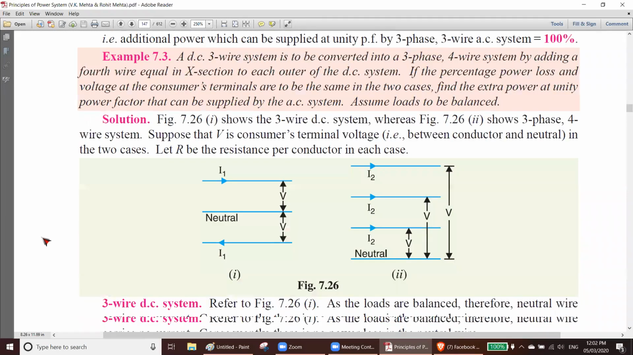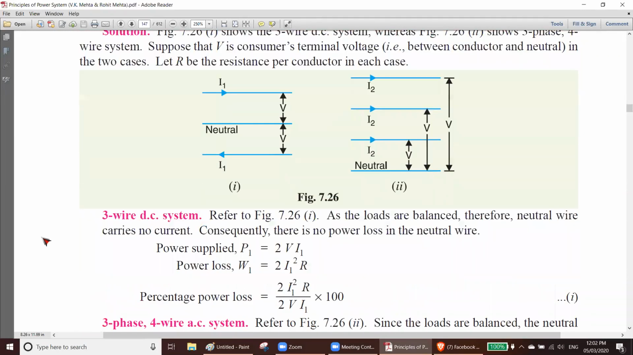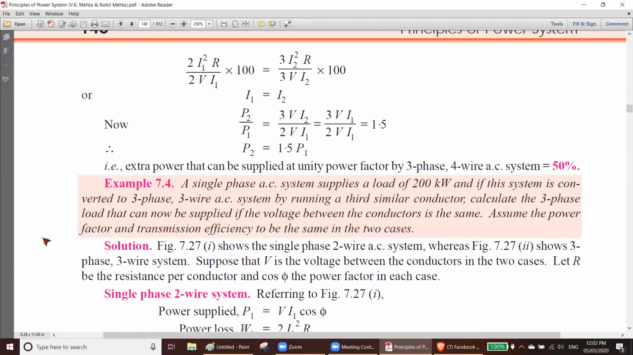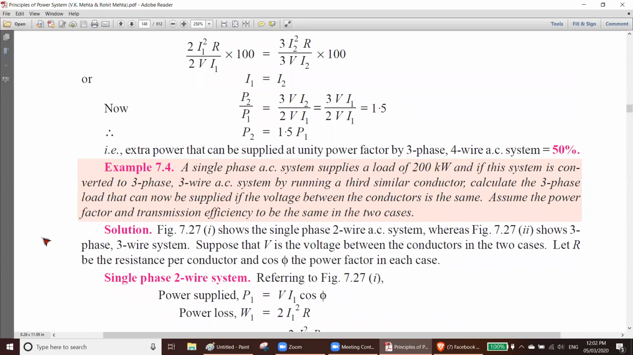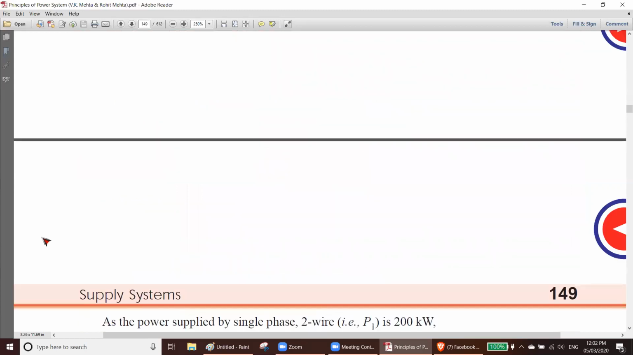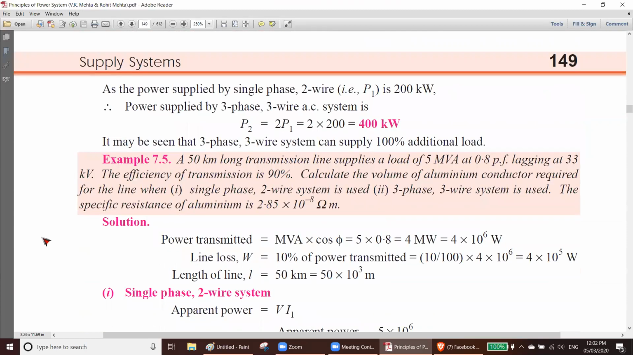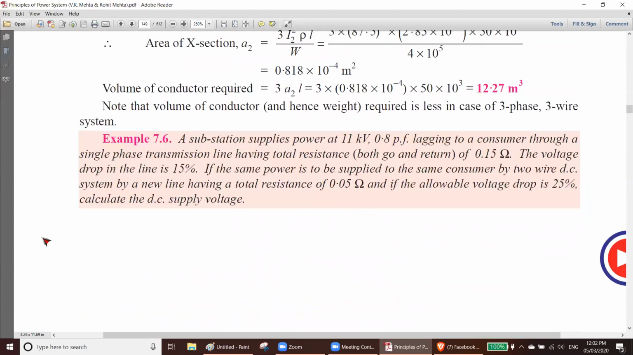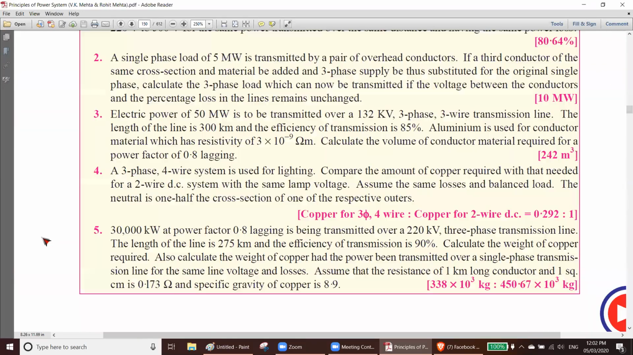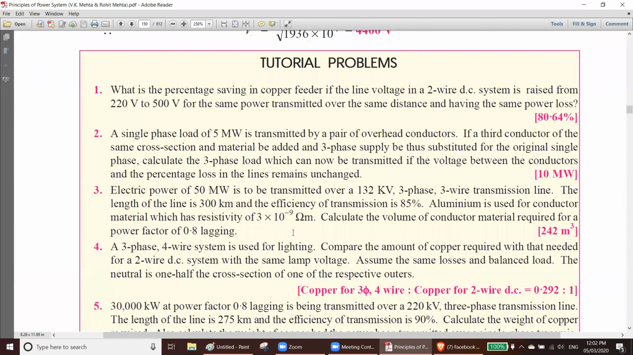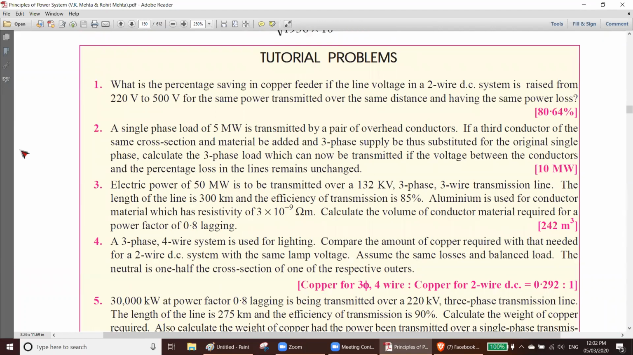So this is one math. You can actually do lots of math from here, and practice those math. Practice all of the math, and you have some tutorial math here as well. You do them as well.